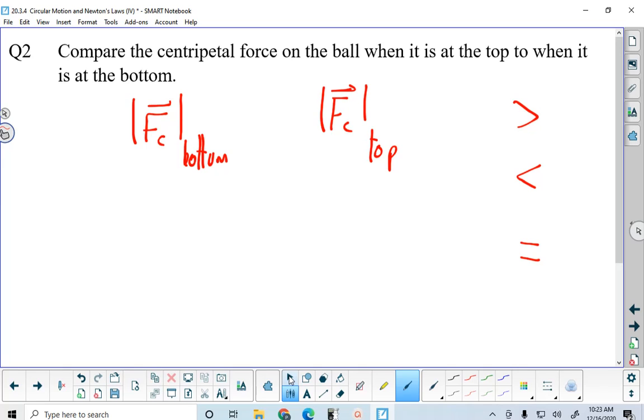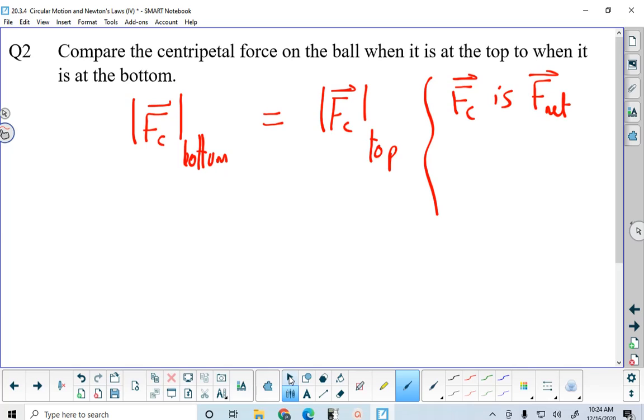And Andrea, they are equal. Why are they equal? Well, what is centripetal force? Centripetal force is net force. And the net force is mass times the acceleration. But the acceleration is v squared over r. The force is the net force.